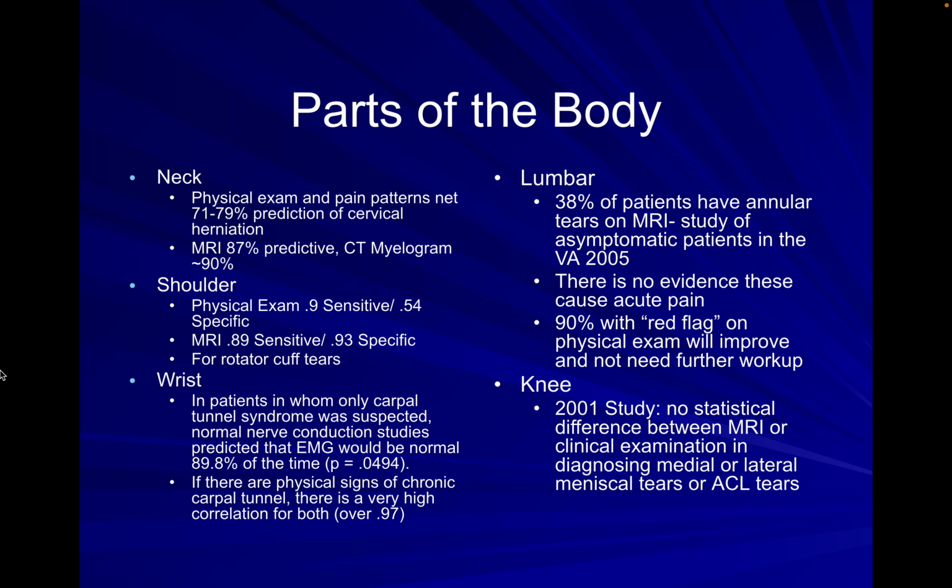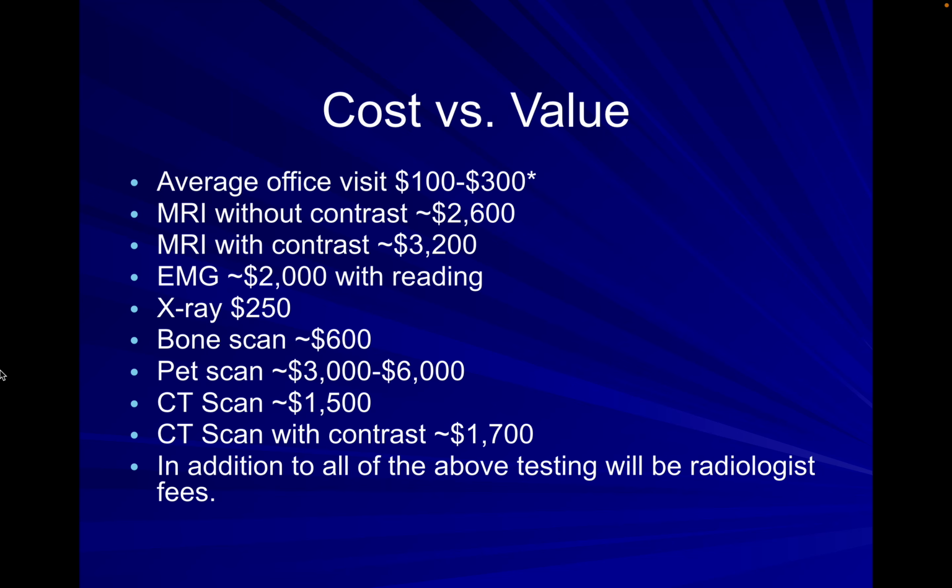And in the wrist, you can see the evaluation for carpal tunnel. For lumbar, you can see the evaluation for acute back pain. And then in the knee, there's often not a huge difference between MRI and clinical exam for some common knee injuries.